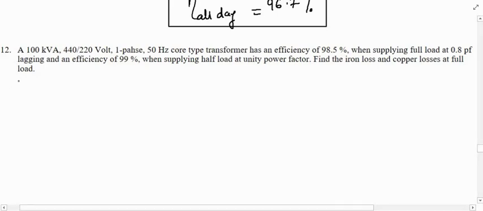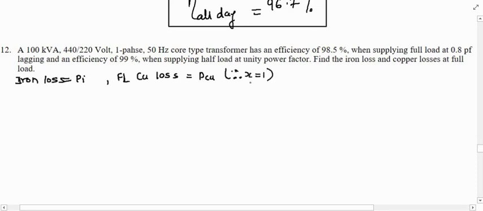So what is iron loss? Iron loss, let us denote it by Pi. And full load copper loss, let us denote it by PCU. Here the fraction X that I have taught you in my lecture while teaching you the efficiency formula, that fraction for full load X is equal to 1 for full load copper loss.